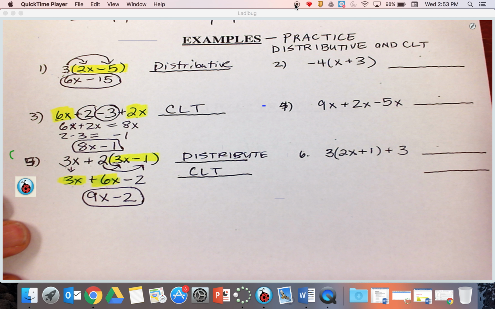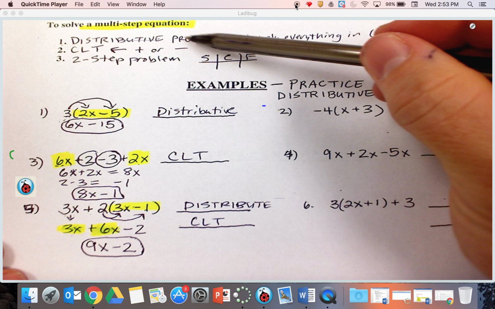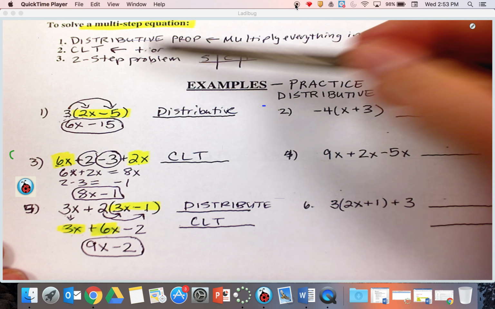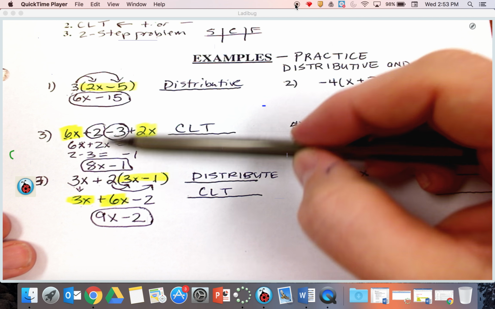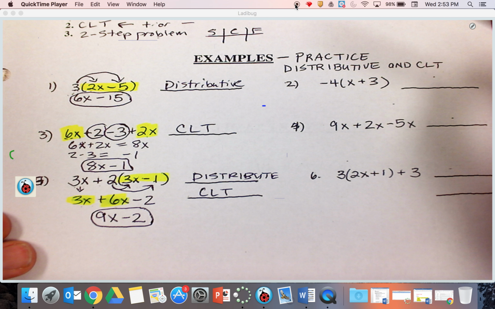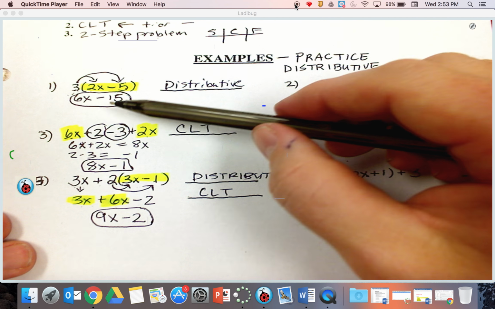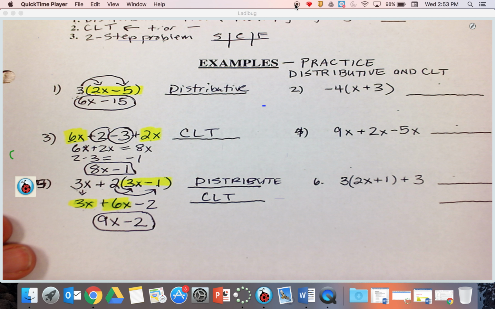Okay? But you said, Mr. O, after I did distributive property and combine like terms, I'd have a two-step problem to solve. Well, you do. But these right here are not two-step. You'll have a two-step problem to solve afterwards because something will equal it. And this is what it's going to look like on the back.